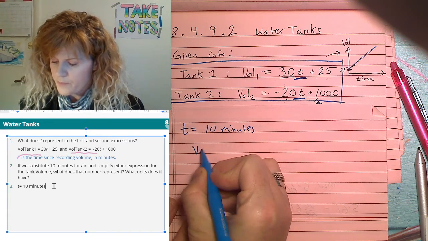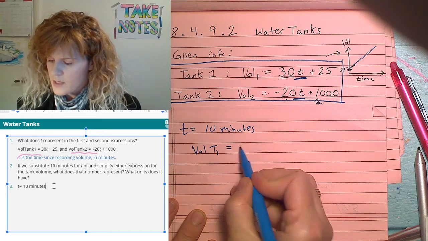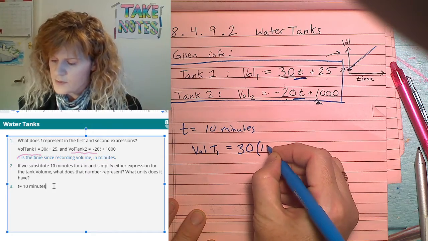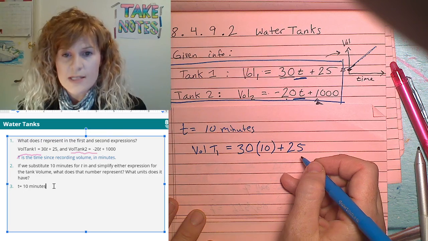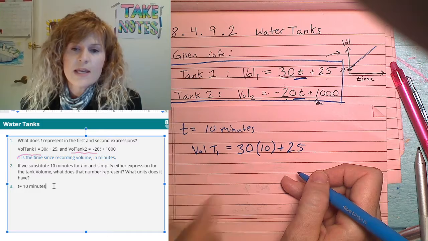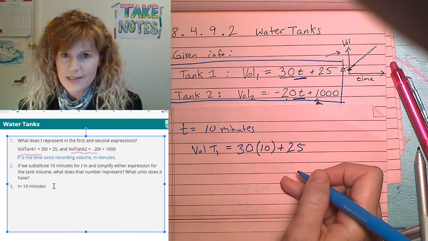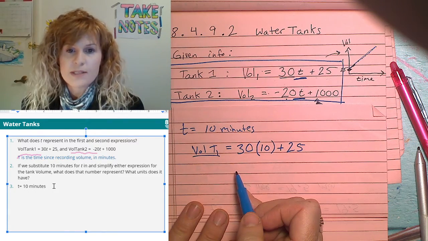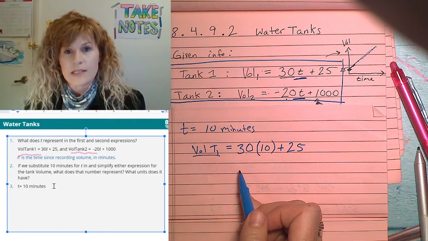So the volume of tank 1 equals 30, and substitute in T is 10 minutes, so T equals 10, plus 25. Now the question says, if we simplify this expression, then what does the number represent? The answer to this, what does that tell you? Well, we already know that that's the volume of the tank because they told us that these expressions give the amount of water in the tank after T minutes.